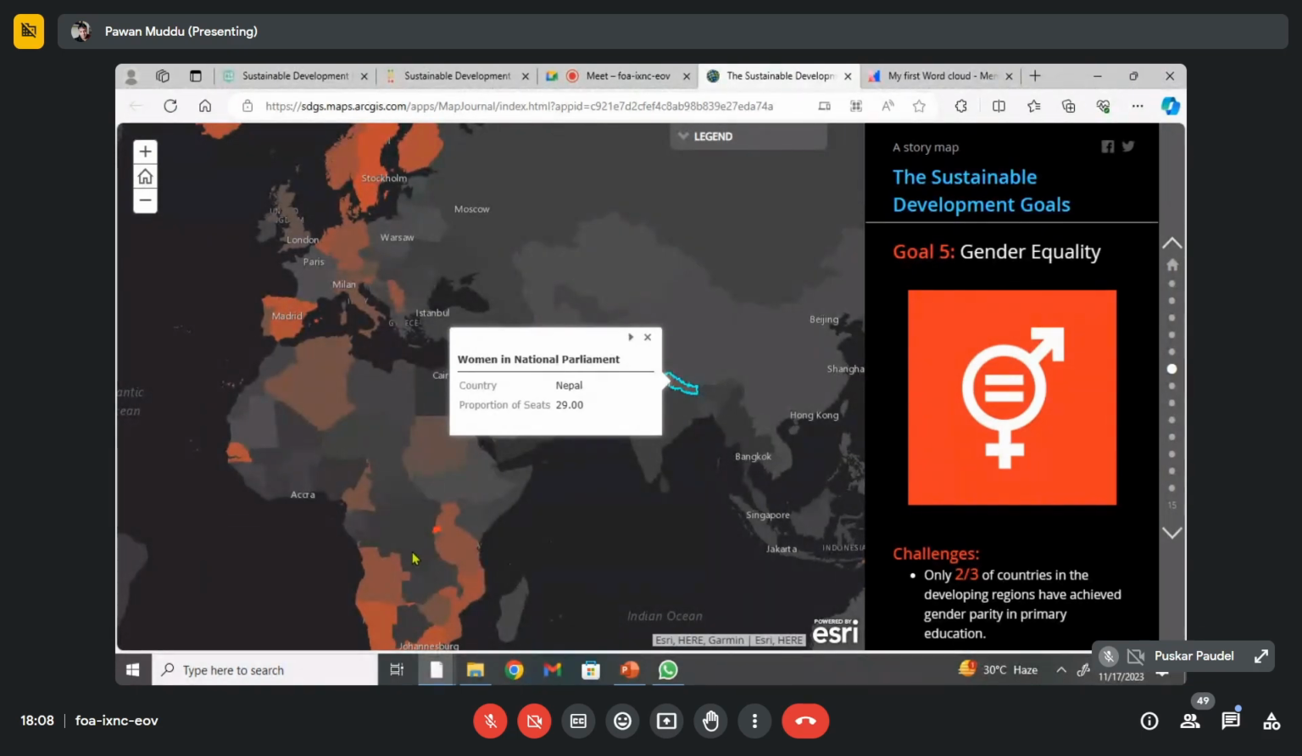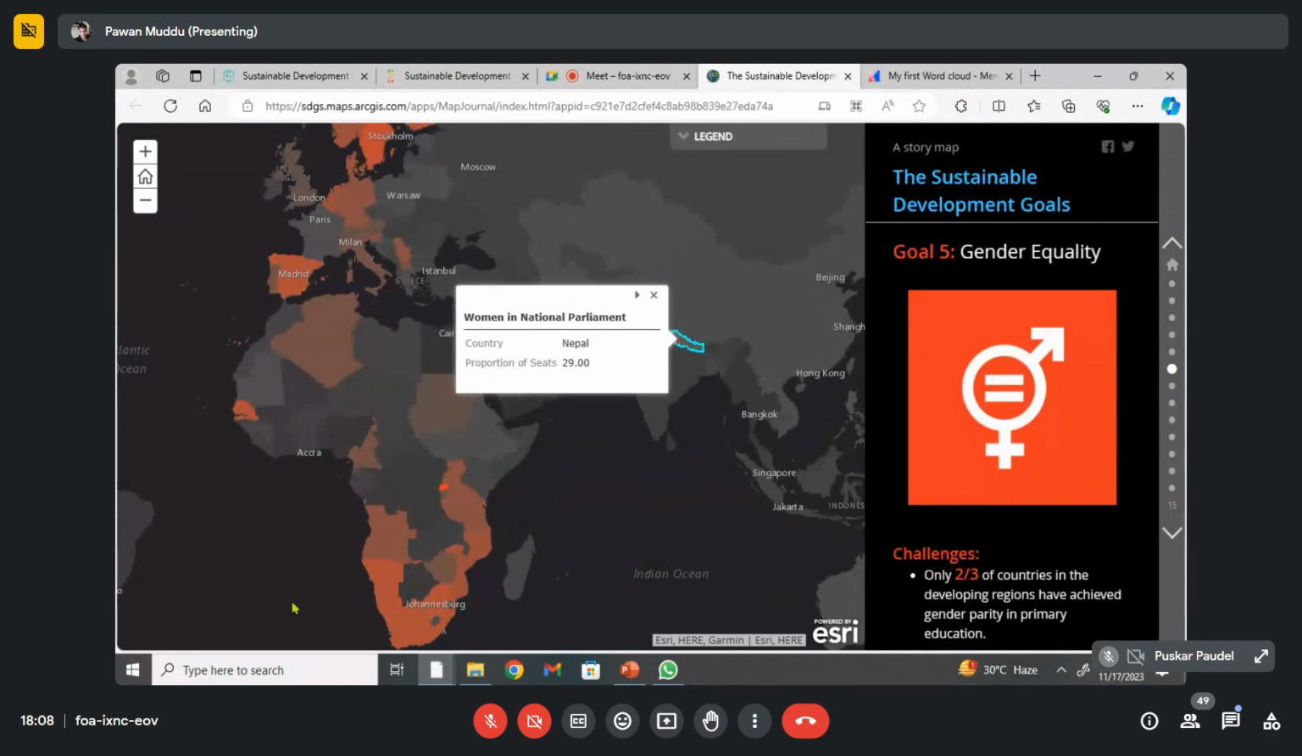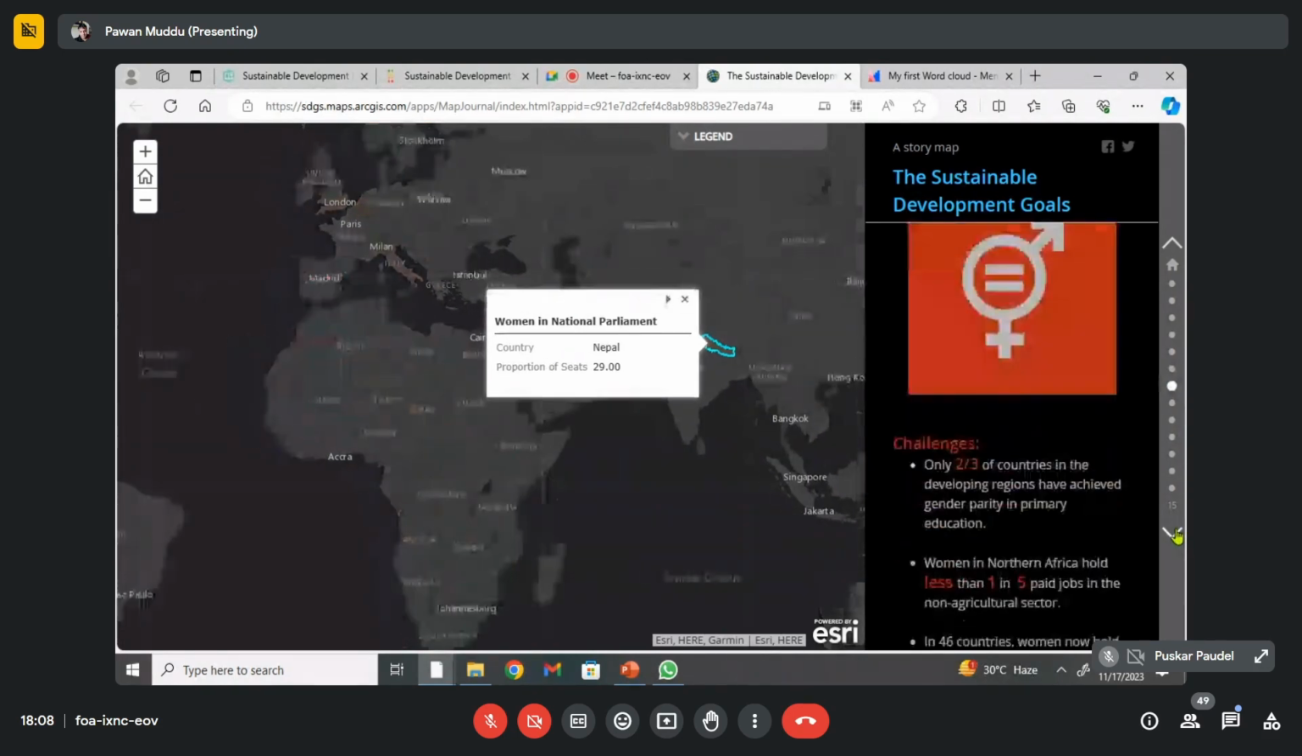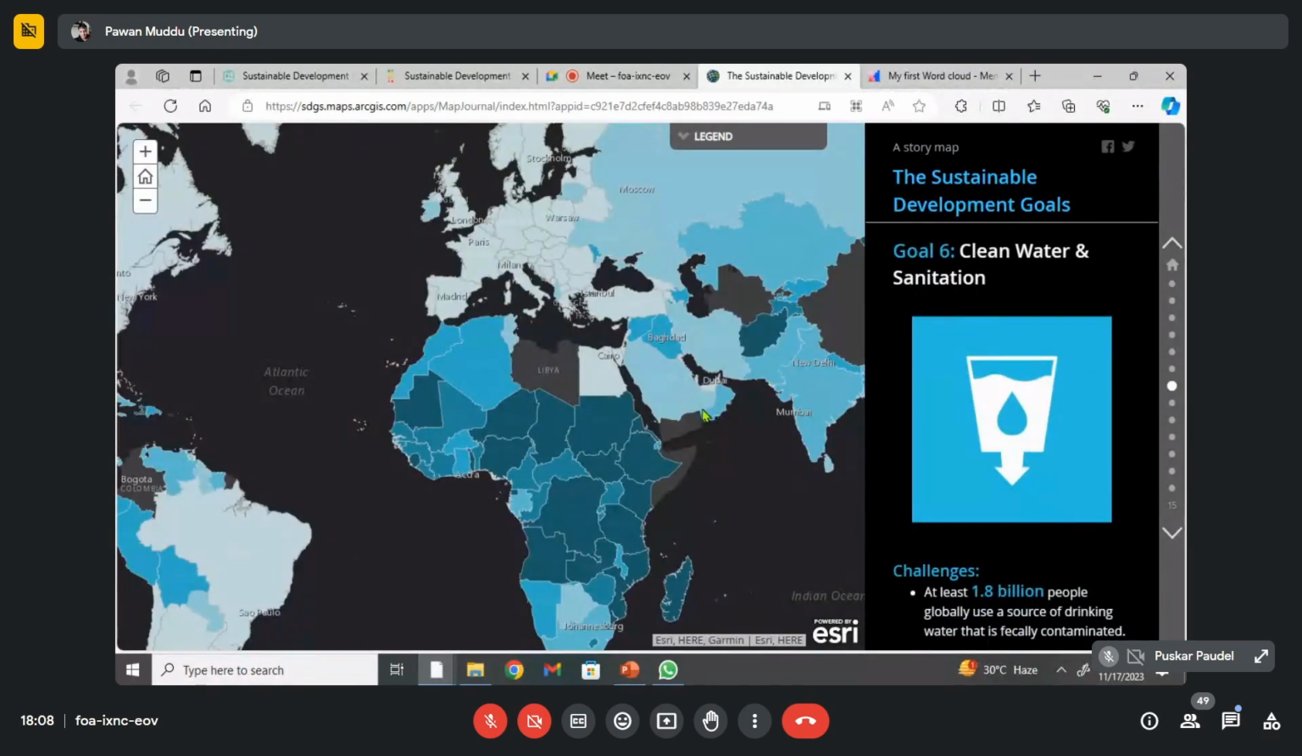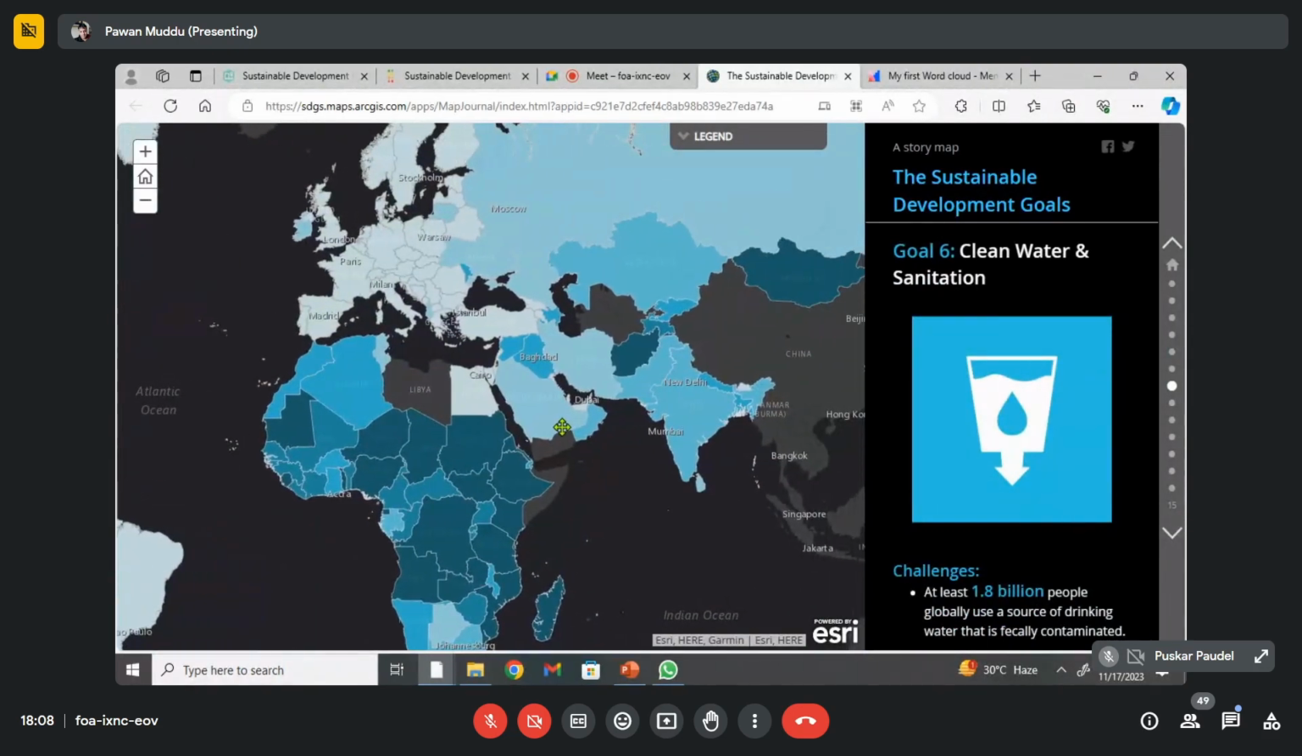That can be better, because when you're talking about gender equality, especially now we are living in a world where equal pay for equal work, then why not we have equal representation too? So this sustainable development goal has been addressed in this part of the story map. Come further, this infuriates me a lot, because we are living in the 21st century, ma'am. And if you're living in the 21st century, you should have access to clean drinking water. But there are areas which don't. And our part of the world is lacking there.